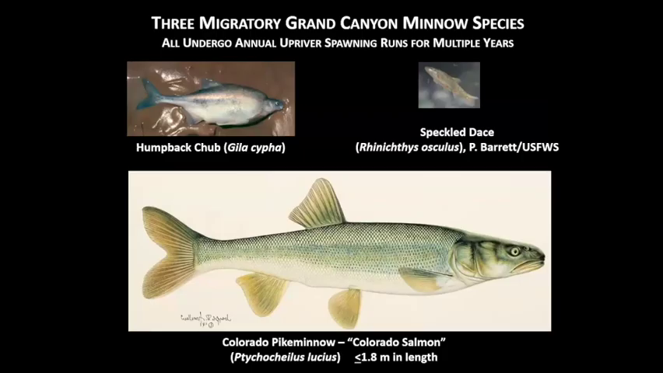So again, humpback chub, speckled dace, and Colorado pike minnow. I've put them into approximate relational size here to see the difference in size in these three species. They're all in the family Cyprinidae, the minnows.